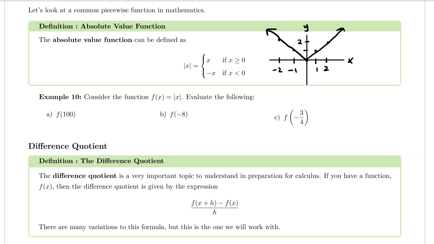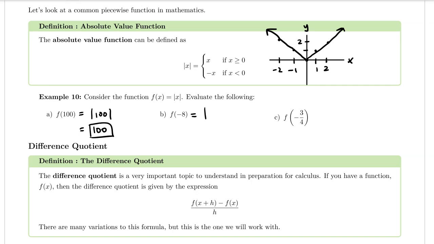Example 10 says, consider the function f of x equals the absolute value of x. We want to evaluate the following. F of 100 is equal to the absolute value of 100. Since 100 is a positive number, the output will just be 100.